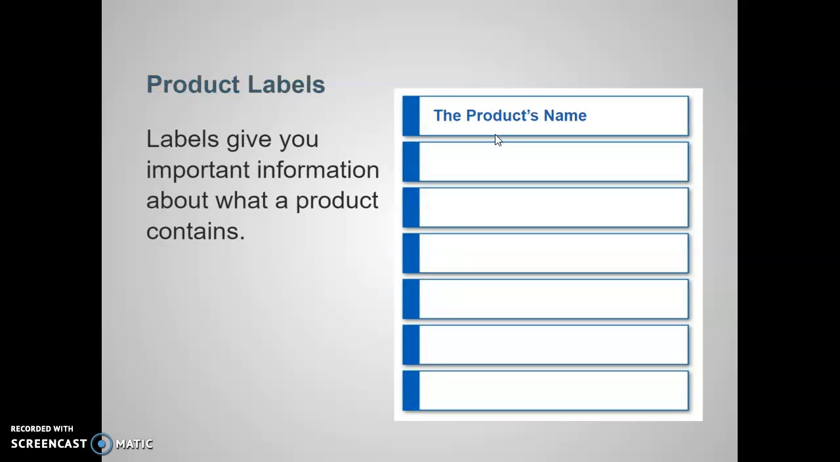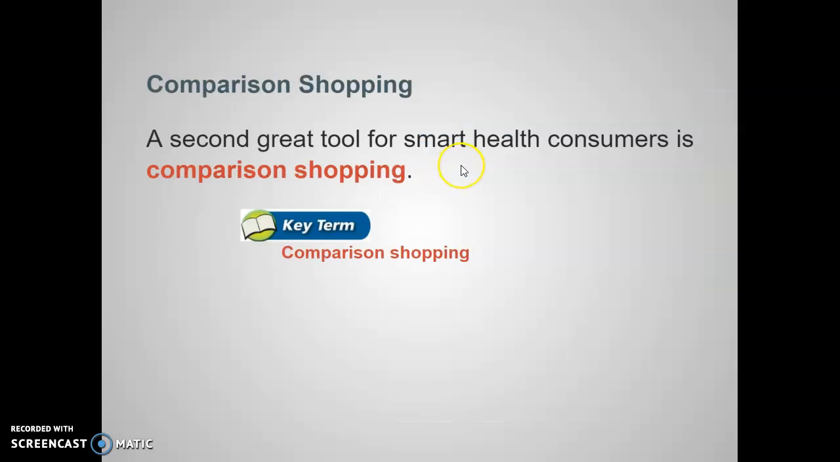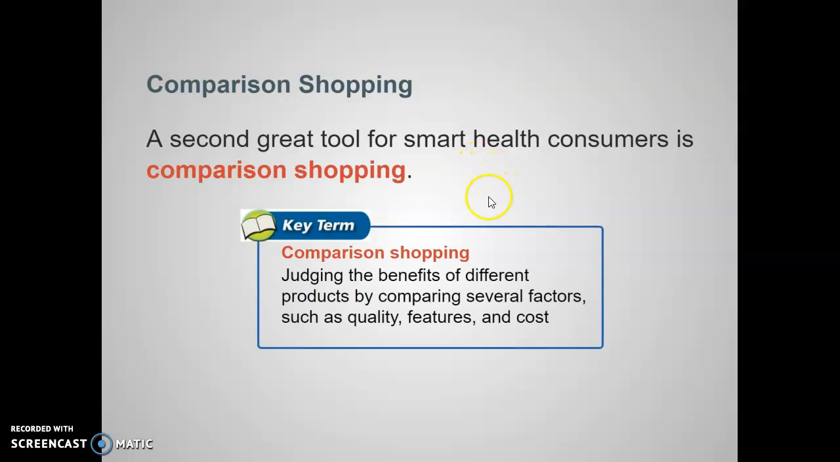Some product label items are the product's name, its intended use, and the directions for how to use it. Warning signs are big ones. Manufacturer's information, how much it costs, and active and inactive ingredients that are in the product. Comparison shopping. So, the second tool for smart health consumers is comparison shopping. Judging the benefits of different products by comparing several factors such as quality, features, and costs. So, price is not and should not be the lone deciding factor. Sometimes things are cheaper because they are cheap products and they will not last or be nearly as effective.